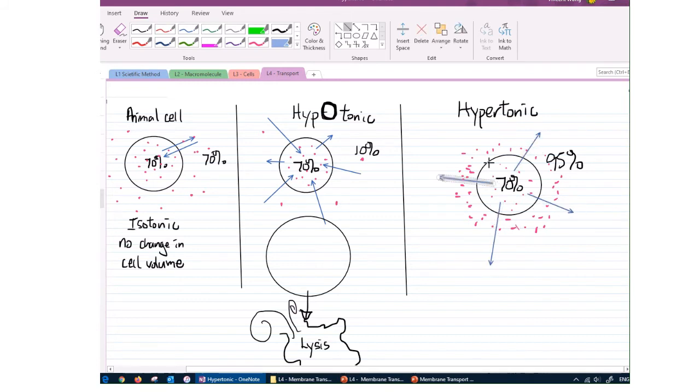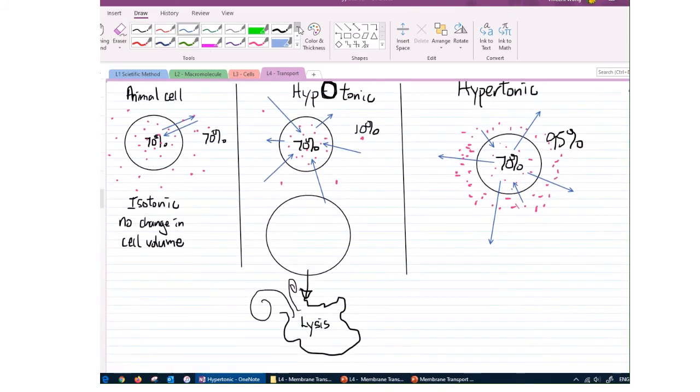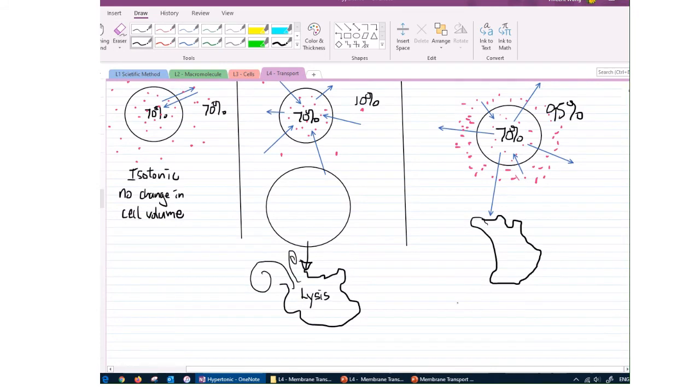That's not to say water will not come in. It will still come in, but the key thing here is you have a lot more water leaving the cell than you have coming in, and so you're gonna have a net loss of water. So the cell is gonna shrivel up like this, and this is going to be called plasmolysis. Plasmolysis.